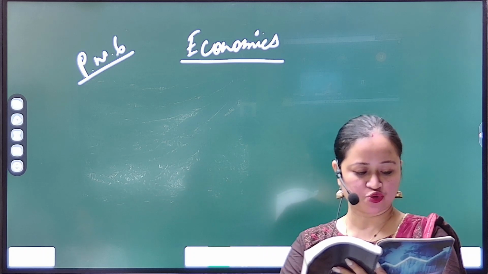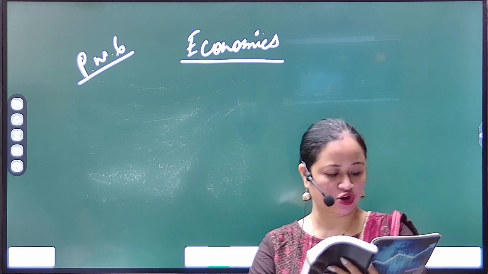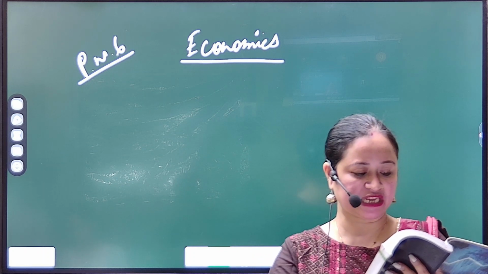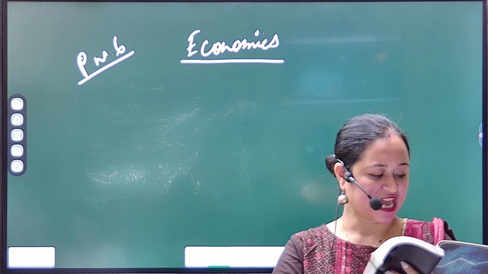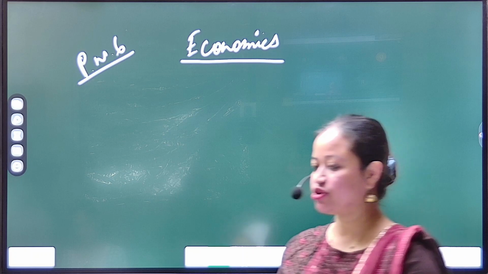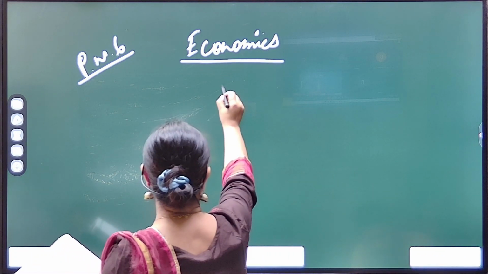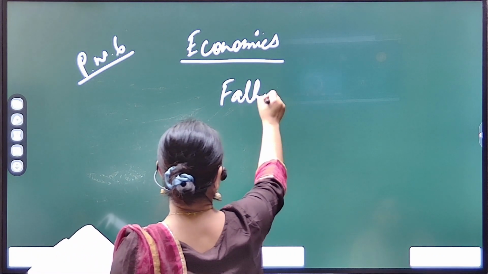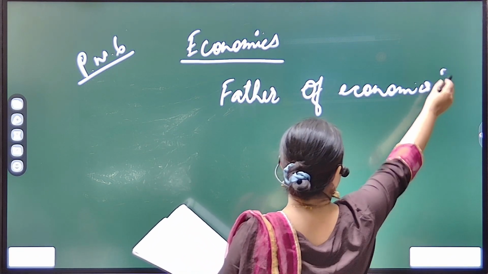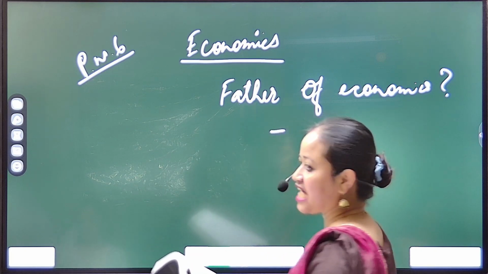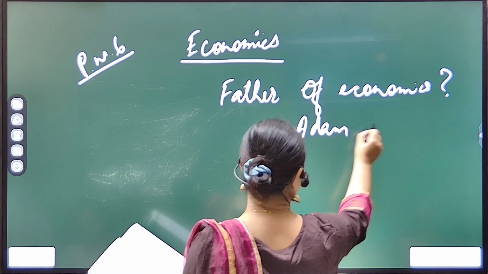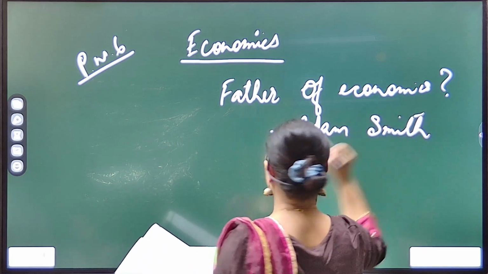Here you can see, almost all the classical economists followed wealth definitions. It is mostly associated with J.B. Say and Adam Smith. And Adam Smith was called father of economics. So you have to write this question, who is called as the father of economics? And you write down the answer also.